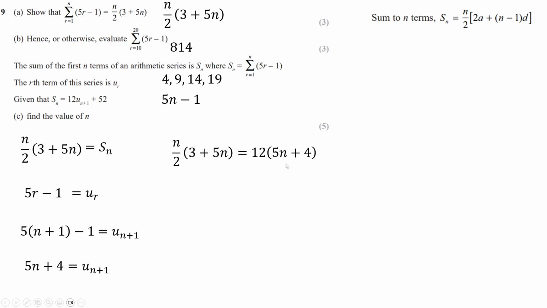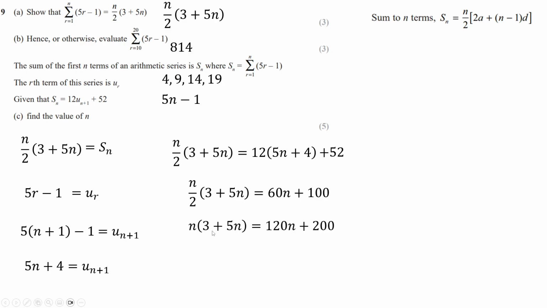And then just expand and then rearrange. Sorry, I forgot to add the 52. So this is 60n plus 48. 48 plus 52 is 100. Oh no, 12 times 5 is 60, obviously. Multiply by 2, so you get 120n plus 200. And then this is 3n plus 50 plus 5n squared. Subtract 120n on both sides to get minus 117n, and then this will just be minus 200 equals 0.